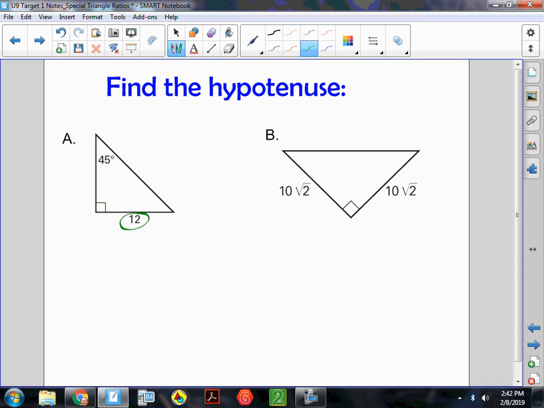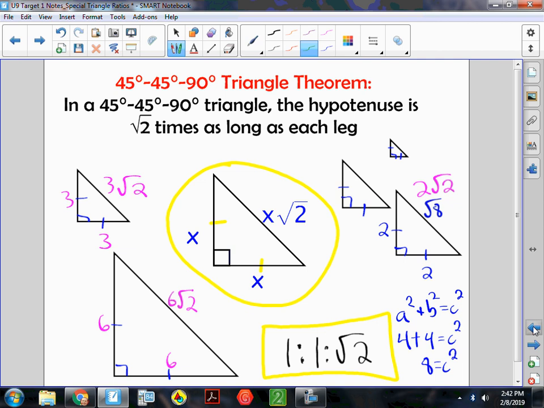Because this triangle is isosceles, I know that both of the legs are equal to 12. And before, we would have done the Pythagorean theorem to come up with the hypotenuse length, which I just wrote as c. But now, because of this ratio that we know is true for every single 45, 45, 90 triangle, we don't have to use the Pythagorean theorem.